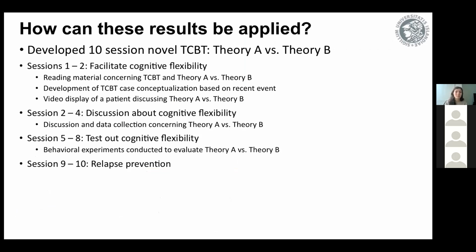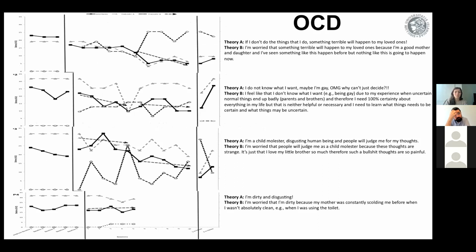We therefore developed a 10-session novel transdiagnostic treatment. And as you can see from session 1 to 4, we were facilitating and enhancing cognitive flexibility. Session 5 to 8, we were testing it out in behavioral experiments, and then relapse prevention. Change slide, please. Thank you.